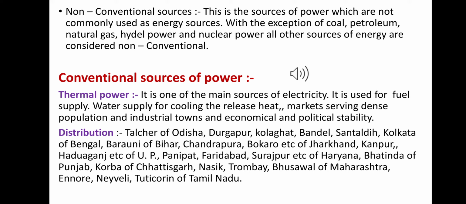Now we discuss the distribution. Thermal power plants are located in Odisha in Talcher, Durgapur, Kolaghat, Bandel, Santaldi and Kolkata of West Bengal, Barauni of Bihar, Chandrapura and Bokaro in Jharkhand, Kanpur in UP, Panipat in Haryana, Bhatinda in Punjab. Korba of Chhattisgarh is very important. You have to remember a few names. Okay.